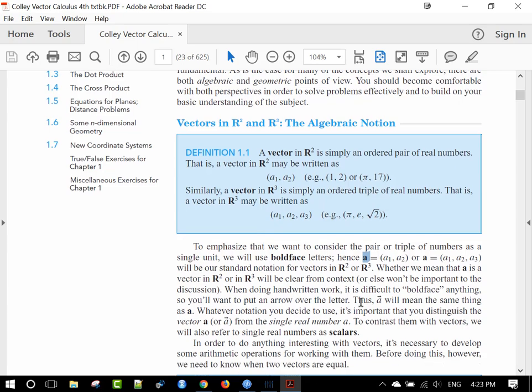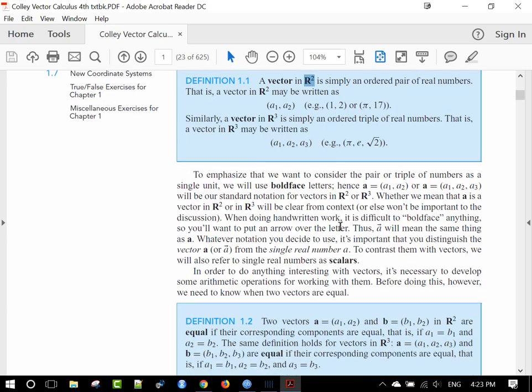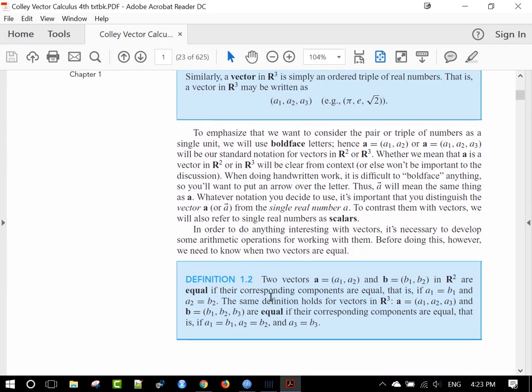Scalars are just elements of R1, basically they're not vectors. So we have the definition of when two vectors are equal, because she says in order to do anything interesting, first you have to know when two vectors are equal. So if A and B are equal, it means that A1 has to equal B1, and A2 has to equal B2, and so on. Then we can talk about addition.